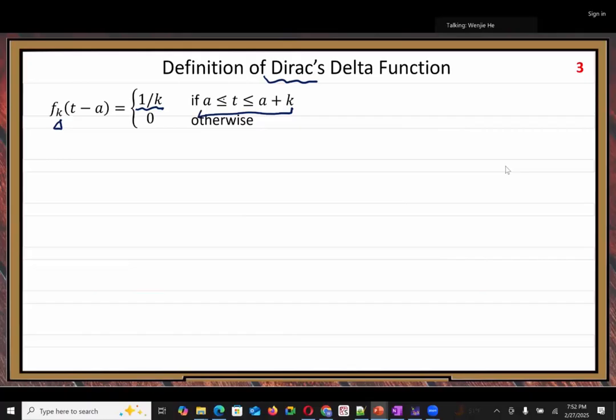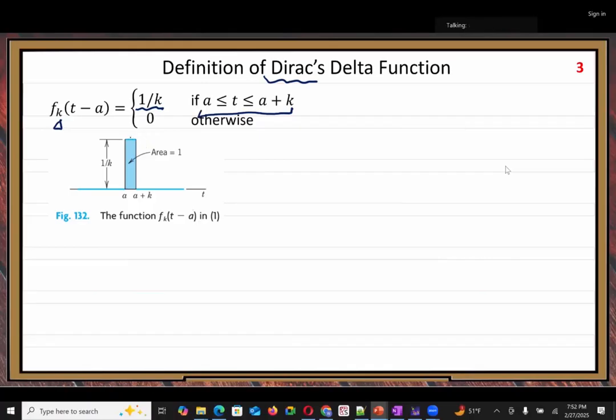If we draw the graph, you can see f sub k is a rectangular bar. It has a special property: the area of this rectangle is always 1. When you change k, it's always 1. Oh, just a minute.